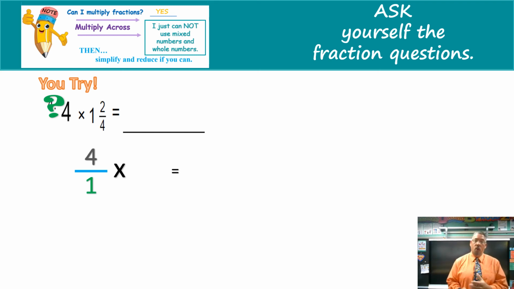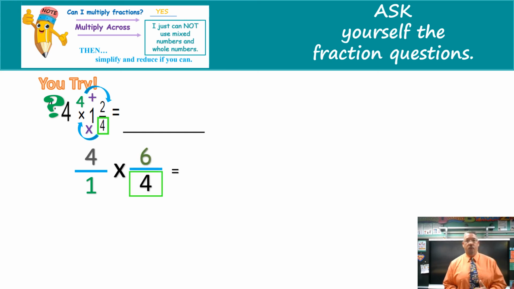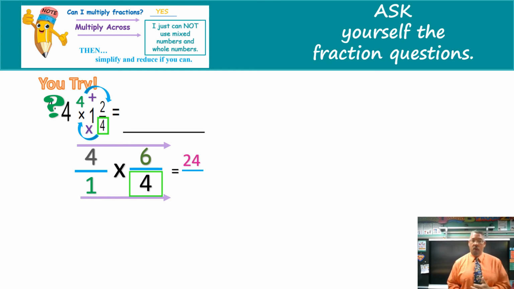You started at the 4 and you went clockwise and you said, well, 4 times 1 is 4. And then 4 plus 2 is 6. And then you kept your denominator, right? So that's 4. Okay, easy enough. Now you have had your multiplication problem. You multiplied across. So 4 times 6 gave you 24, and 1 times 4 gave you 4.